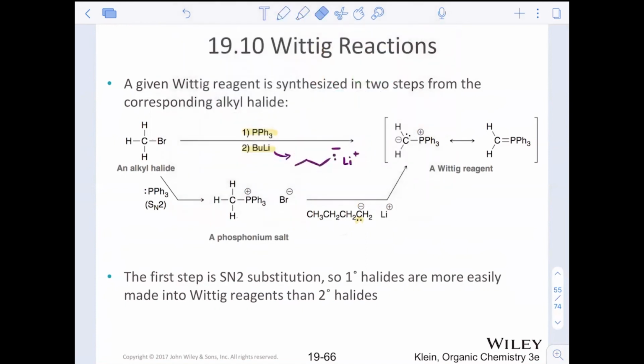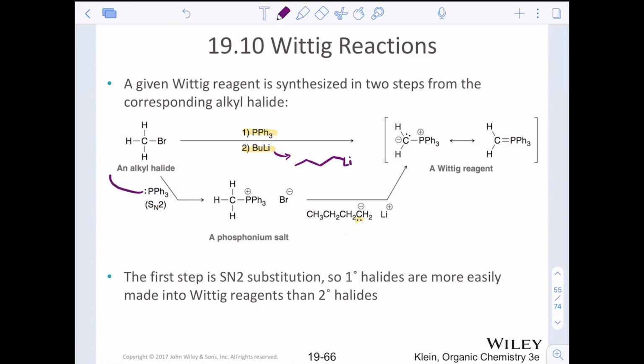Sometimes, though, that is written where we have a bond between the lithium and the carbon, and I don't want us to get confused that it's a covalent bond. It's not a covalent bond. Butyl lithium is a very reactive carbon base. All right, let's just go through this mechanism.